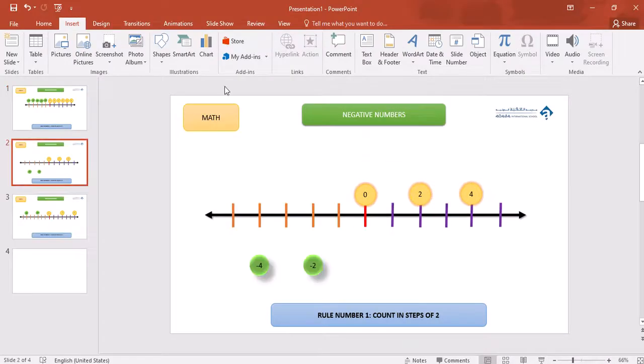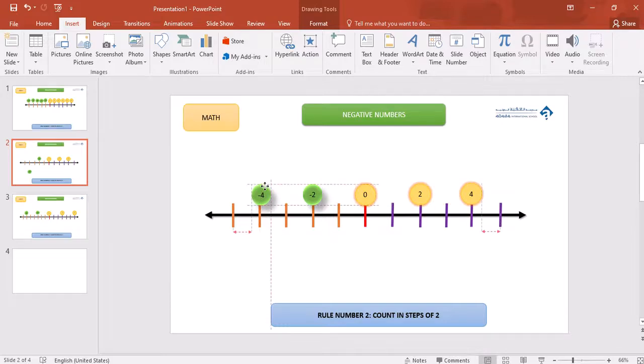Let's go to the next rule, rule number 2. So we have count in steps of 2. How is this going to be possible? So we have here a 0, number 2, and a 4. And now we're counting in steps of 2. That means I'm putting my -2 here. I'm skipping the -1. I'm going now to -4.